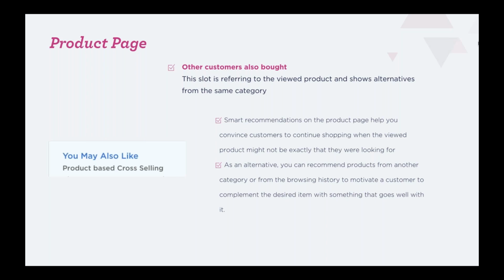Taking the same jeans example, a customer is checking out a pair of jeans. He would have under the pair of jeans a recommendation slot with alternatives to those jeans. But under that, there will be another slot with things that go well with that pair of jeans. For example, t-shirts or shirts or belts or shoes. So give the customer different options, either to change the viewed product with another one from the same category, or to add a complementary product to the one he views.